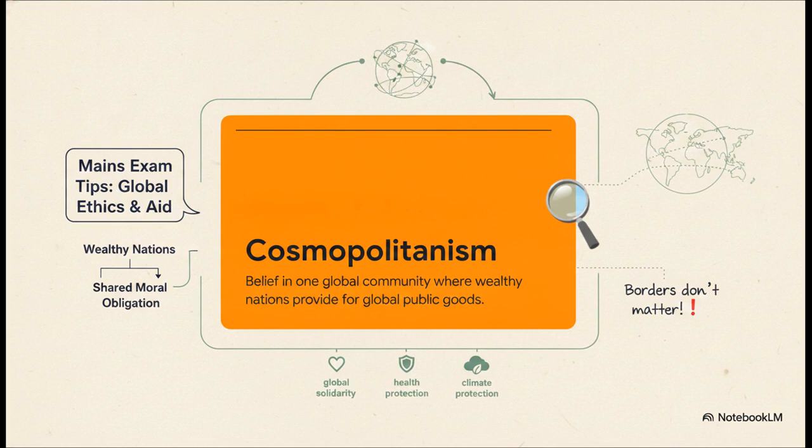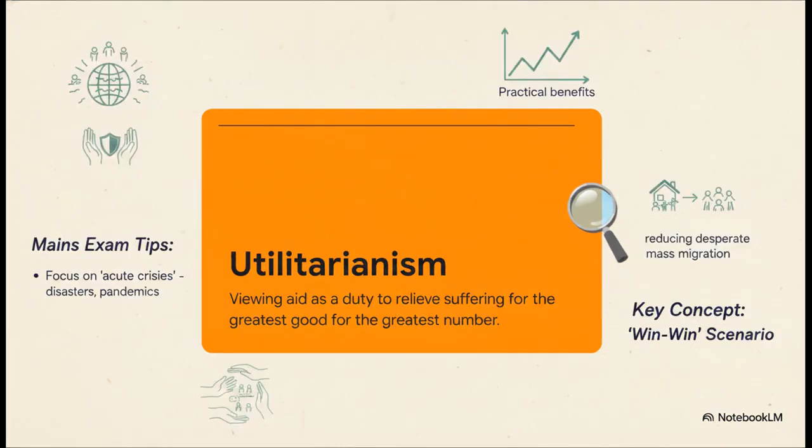This perspective argues that wealthy nations have a shared moral obligation to provide global public goods, like healthcare or climate protection, to everyone, period. It really frames international aid as this beautiful, selfless expression of global solidarity. And building right on top of that donor argument, we have utilitarianism. You know this one? It's the classic greatest good for the greatest number philosophy.